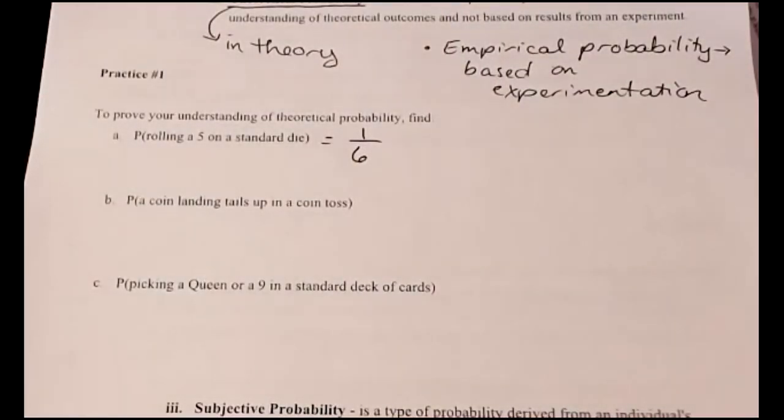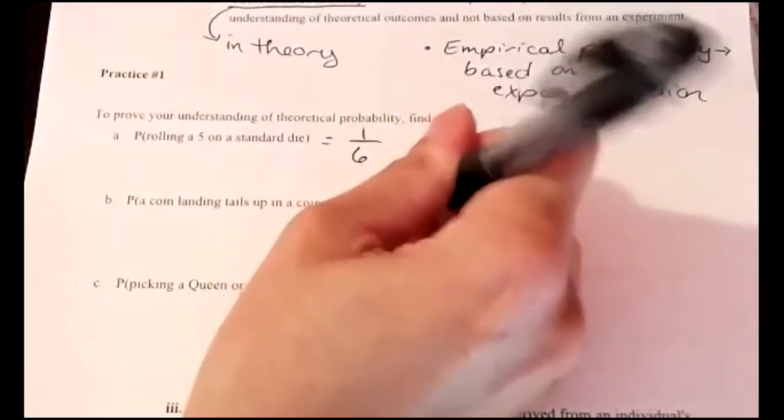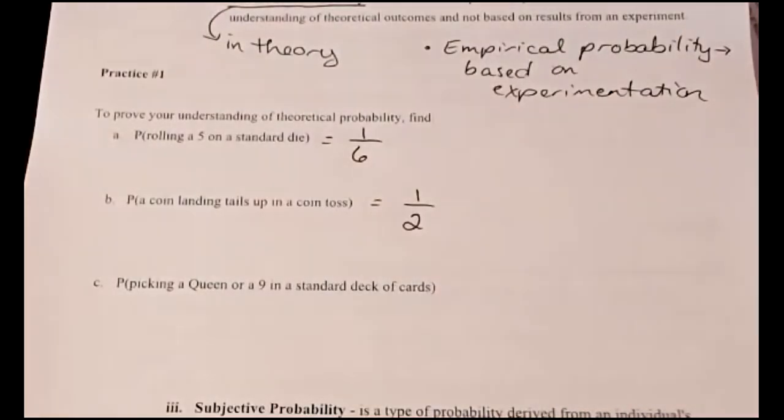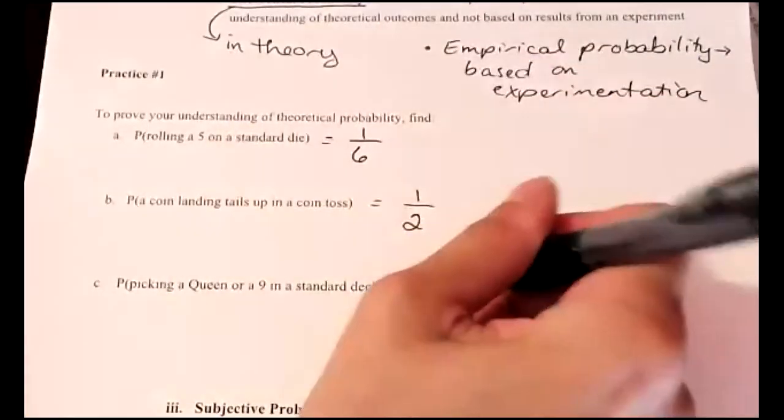The probability of a coin landing tails up in a coin toss. 1/2. Yeah, 1 out of 2. Exactly, 1 out of 2 possibilities. Picking a queen or a 9 in a standard deck of cards. 8 out of 52. Yes, 8 out of 52.